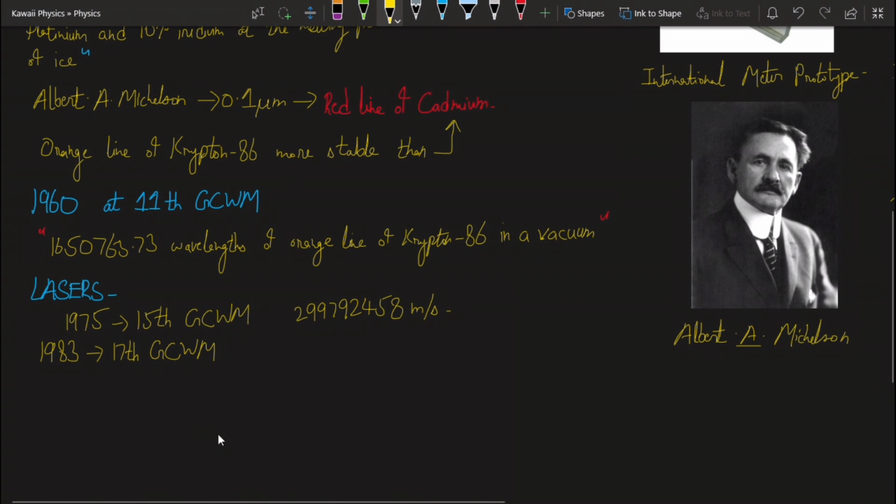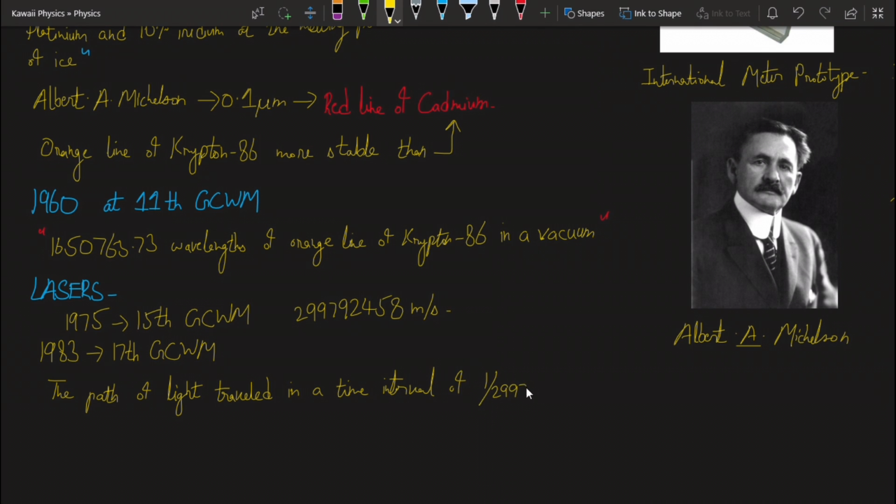Okay. So in 1983, the 17th General Conference on Weights and Measures again updated the definition for the meter, and that was the path of light traveled in a time interval of 1 by 299792458 seconds. So it is just basic math, I guess you can say.